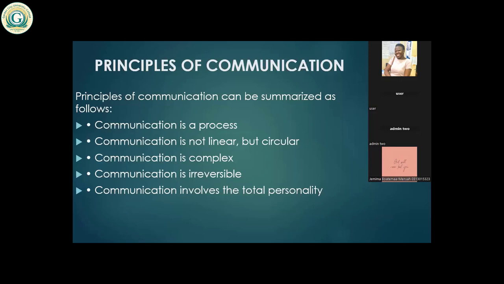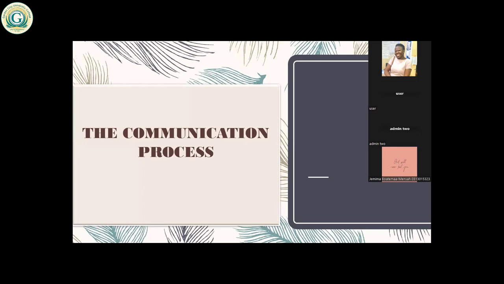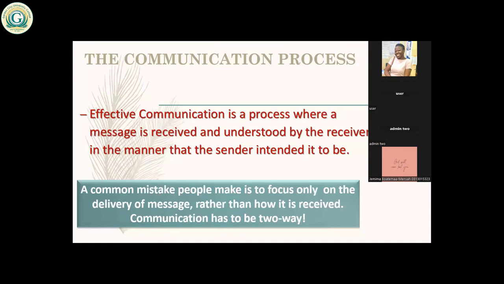Okay, so now, communication as a process. What do we mean by communication being a process? Effective communication is a process where a message is received. When you are communicating with people, you receive a message. The message is very important, and when you see the message, you also need to know the intent of the message. You need to understand what the message is about. And who does that? The receiver.